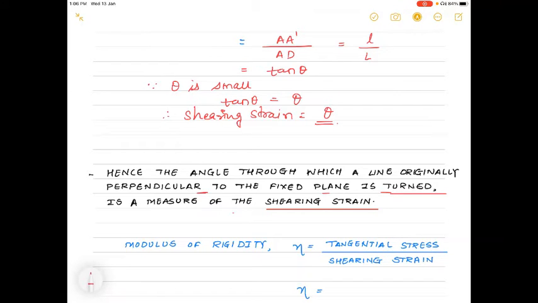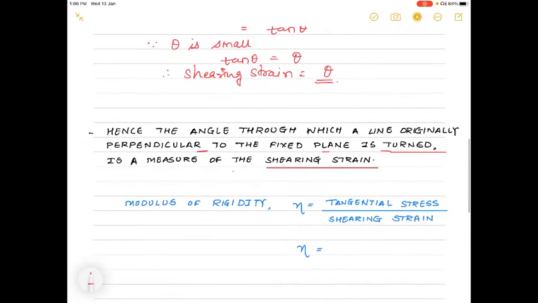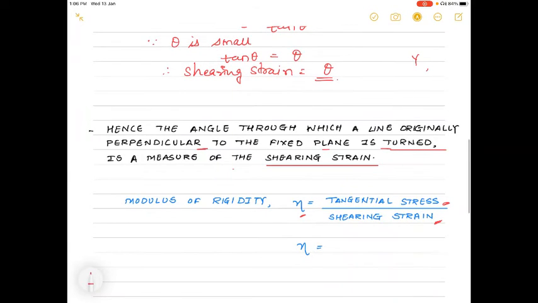Now we have defined modulus of rigidity as the ratio of tangential stress to the shearing strain. The modulus of rigidity is denoted as eta. We know that Young's modulus is denoted as Y, bulk modulus is denoted as capital K, and the modulus of rigidity is denoted as eta, which is equal to tangential stress upon shearing strain.